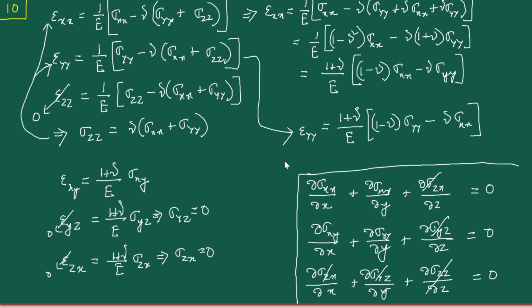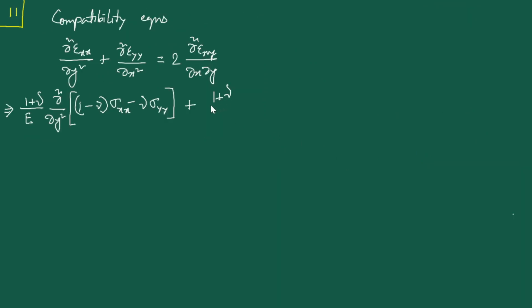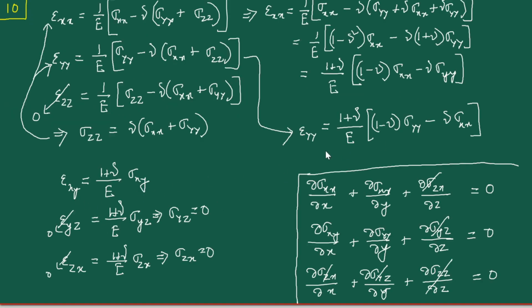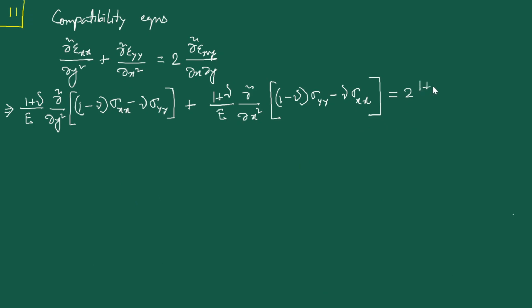Similarly for epsilon yy we use this relation here from the previous page. Again the 1 plus nu by E goes outside, and we have del square del x square of 1 minus nu sigma yy minus nu sigma xx. And on the right hand side I have for my epsilon xy this expression in terms of sigma xy. Again the 1 plus nu by E comes outside of the second order derivative, del square del x del y of sigma xy this time.